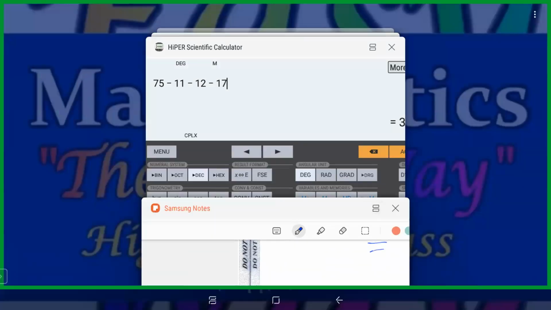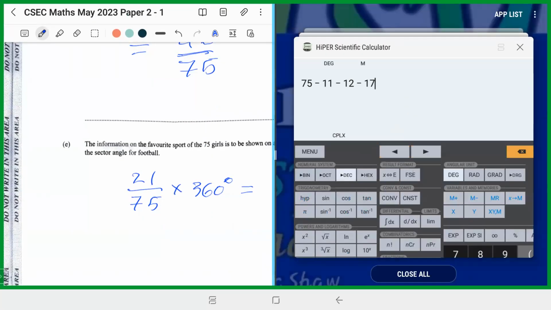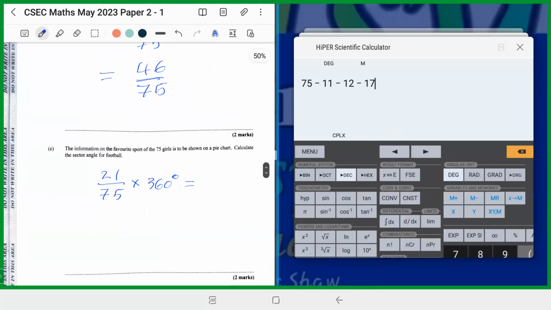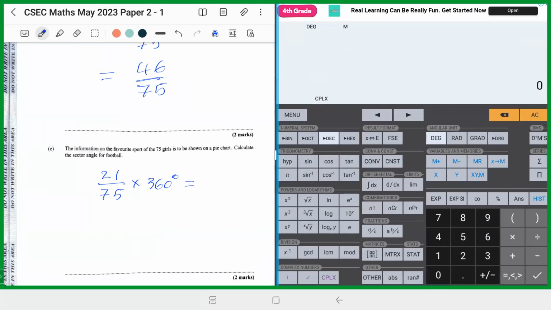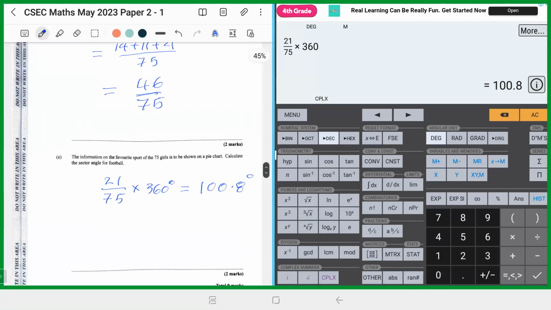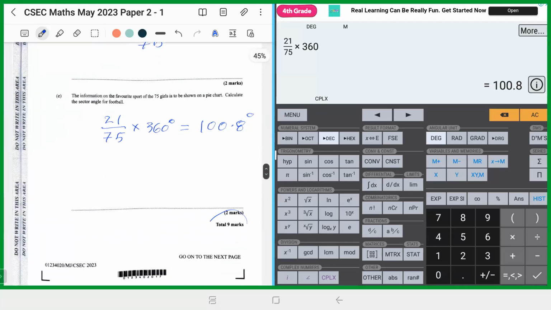Fraction of the total. I need to put that out of the 360. So that will be 21 over 75 times 360. That will be equal to 100.8 degrees. That will be the sector angle for football. Nice and easy.